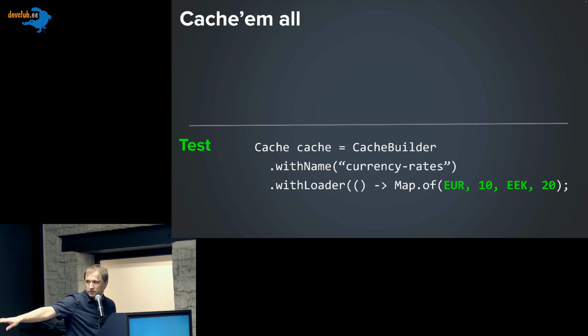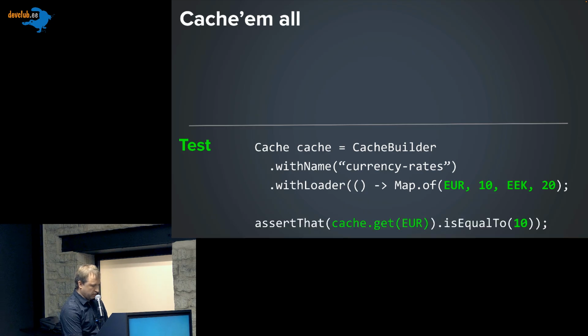We mock the loader and say, just always use these hard-coded currency rates. And we assert that, for example, the currency rate for euro is 10, very easy. But sometimes this test fails, saying that the currency rate of euro is not 10, but 11. Sometimes. And again, you cannot reproduce it. You cannot repeat this failure. Locally, it's always green.